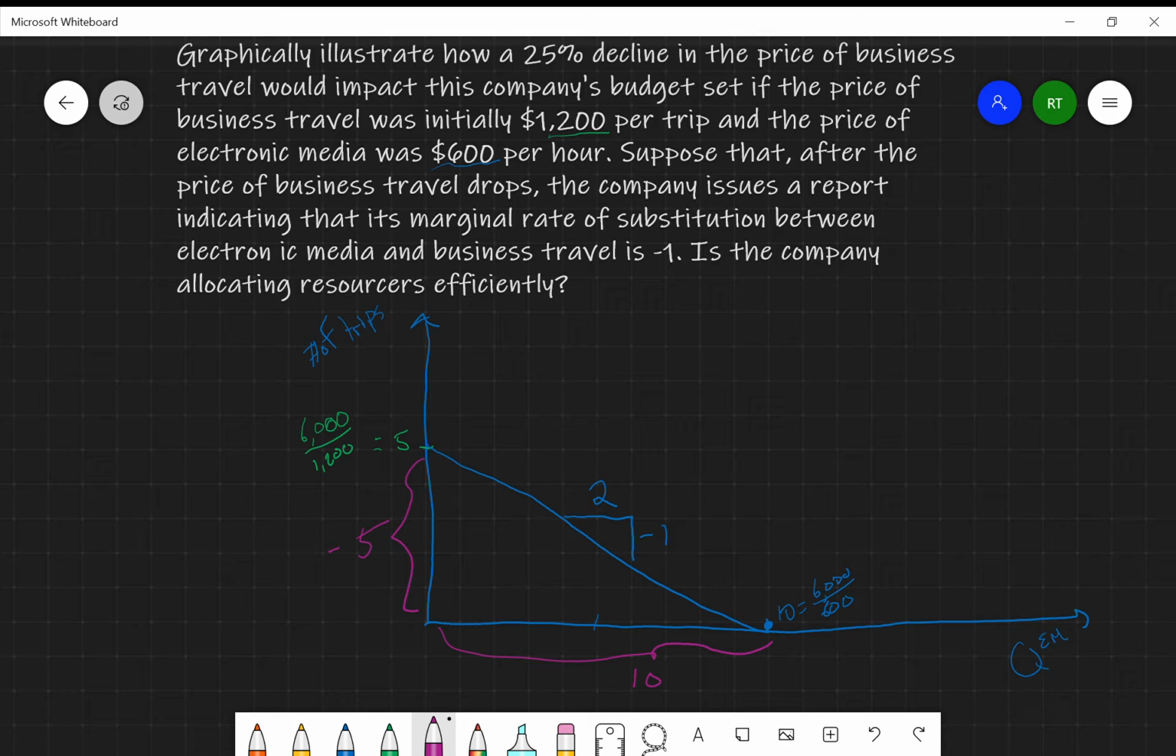And so our initial marginal rate of substitution is going to equal the price of electronic media divided by the price of travel. The price of electronic media is 600. The price of travel is 1,200. So this gives us 0.5. And we know that it's a marginal rate of substitution, so it's going to be a negative number. So that's the slope right here.